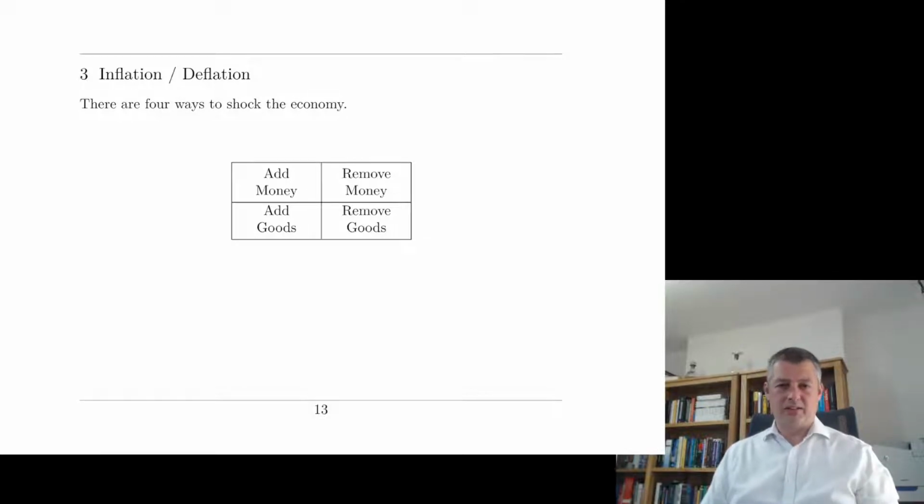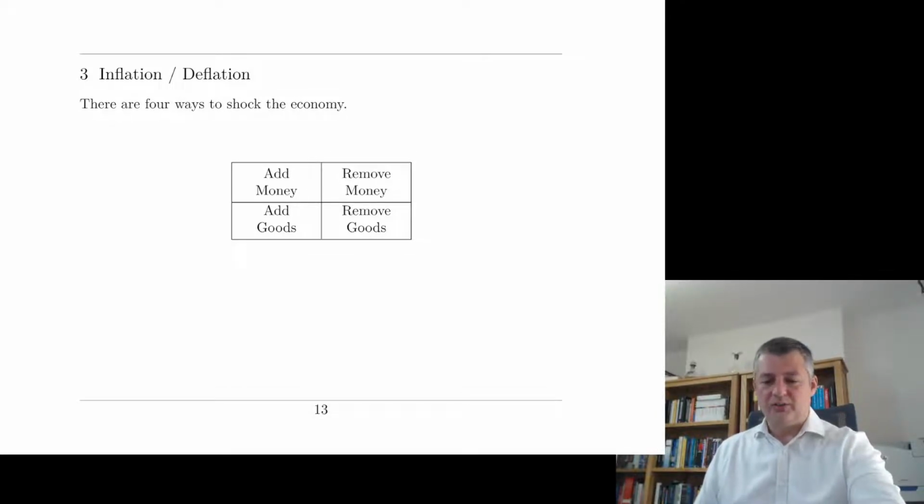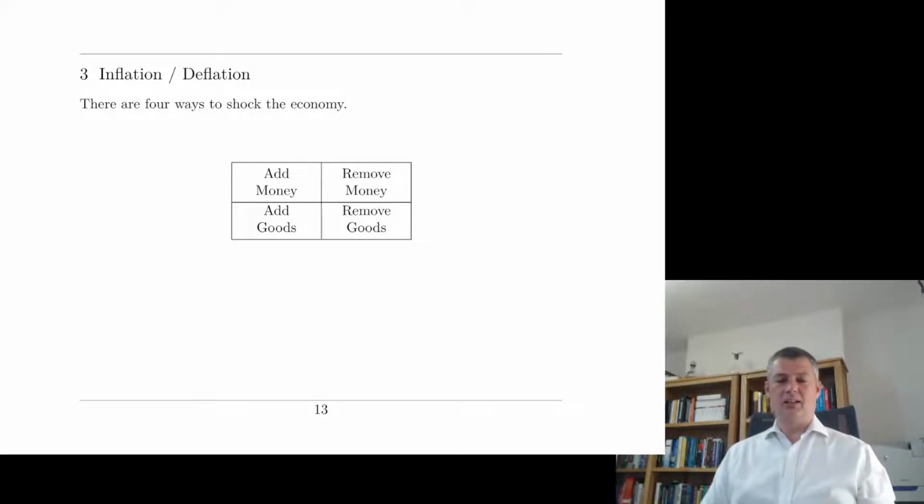But fundamentally, they come in one of 4 types of shocks to move things about from the outside of our little market. So what is it we can do? Well, we can add money to the market, we can take money away from the market, we can add goods to the market, or we can remove goods from the market. And let's look at each of these in turn.